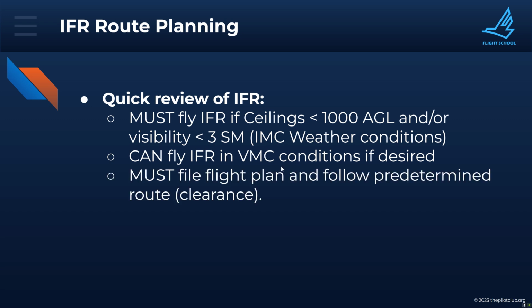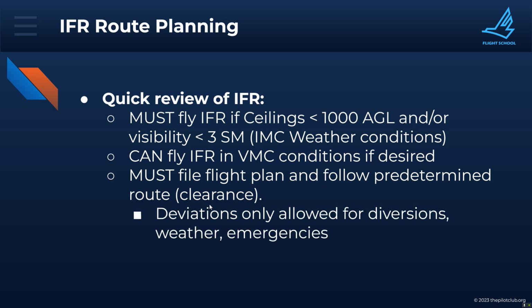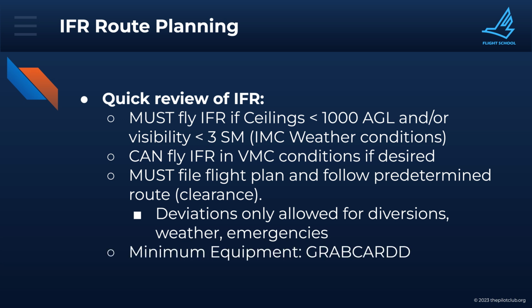And then, especially with IFR, you have to follow the flight plan and follow the predetermined route clearance that you're given. There can be deviations, but they're only really for diversions, weather, and emergencies. So whatever you file in your flight plan in VATSIM, you should try to stick to that unless directed otherwise. And the clearance that you get, you have to follow those clearances. And then your minimum equipment, if you guys remember the acronym GRAB card, that's going to be your minimum equipment requirements that you need.